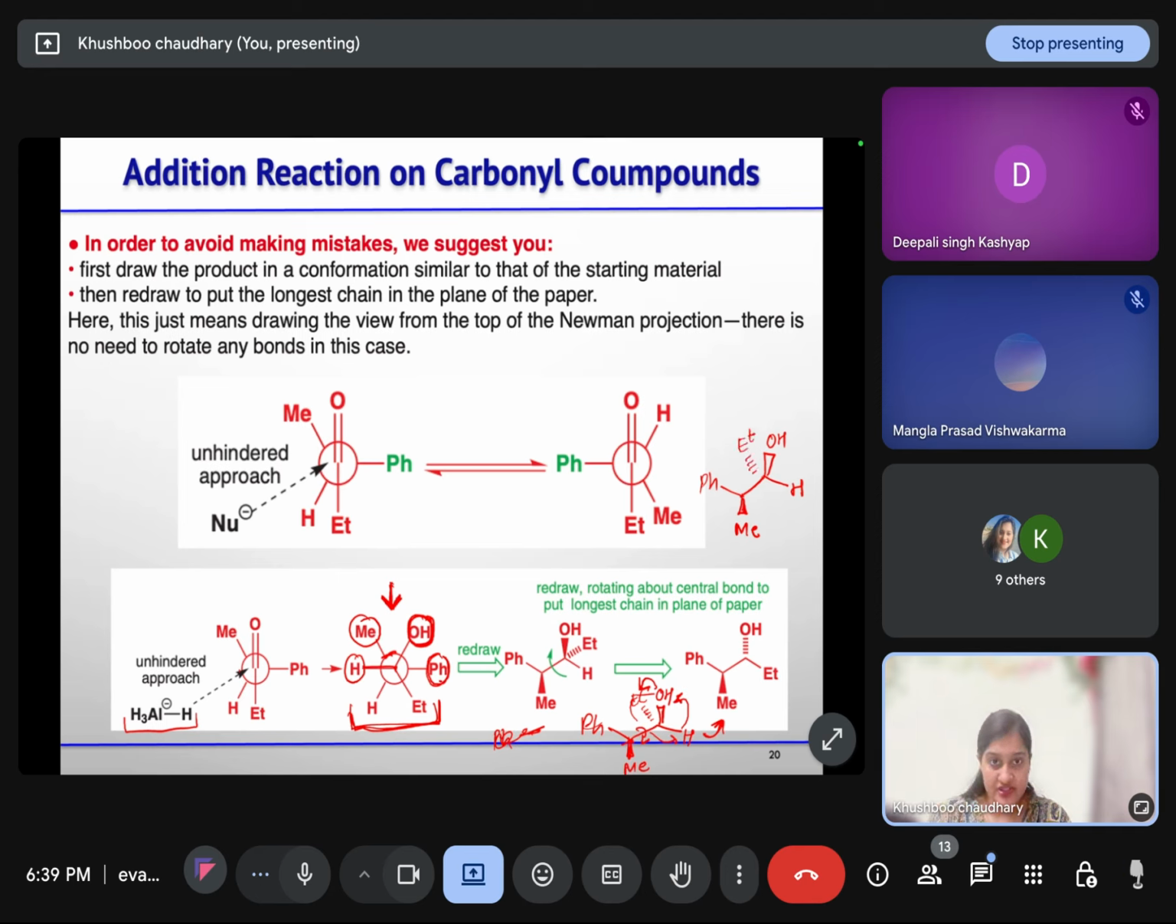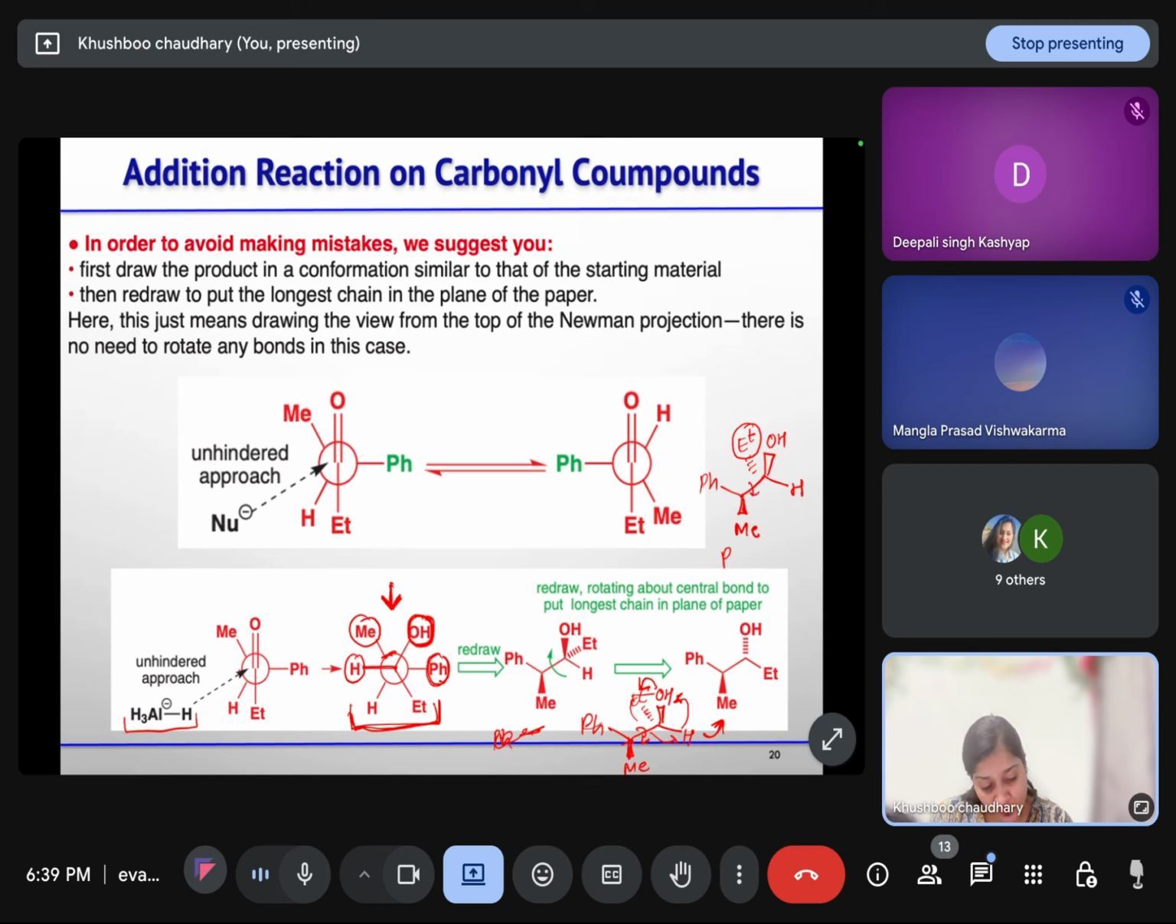So this is the conformation. Now we want ethyl in plane, because whenever we draw the planar conformation, we want most of the carbon to be the part of the linear chain. So ethyl is a bulky group here. So we will make this ethyl come to the plane.